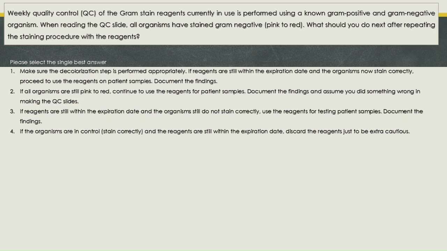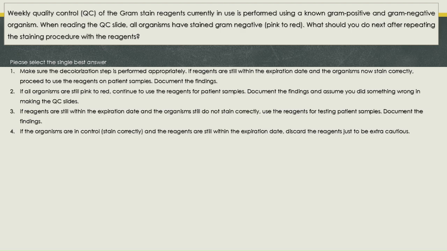Weekly quality control, QC, of the gram stain reagents currently in use is performed using a known gram-positive and gram-negative organism. When reading the QC slide, all organisms have stained gram-negative, pink to red. What should you do next after repeating the staining procedure with the reagents? Please select the single best answer.